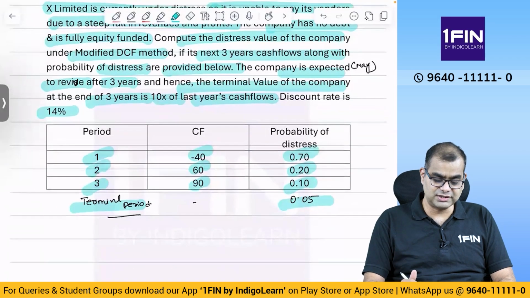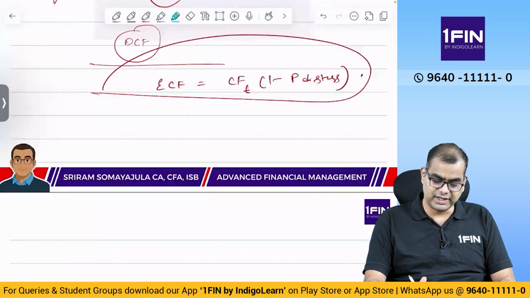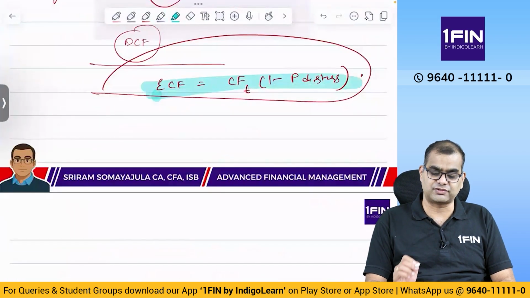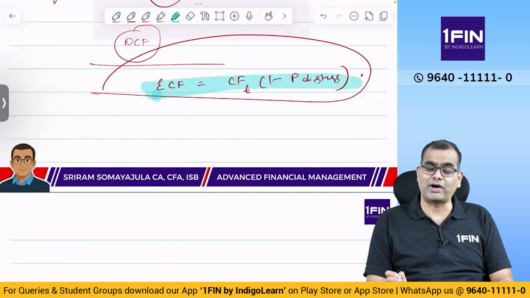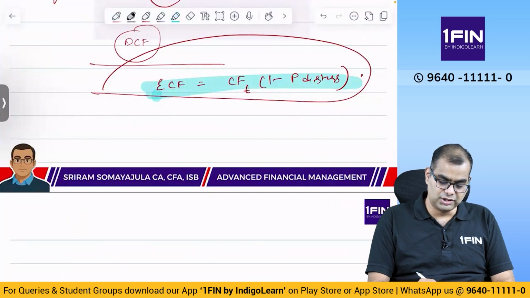Okay. Now, what is the formula we had? We had this formula. Expected cash flow is cash flow of a period into 1 minus probability of distress. So let me write the solution.